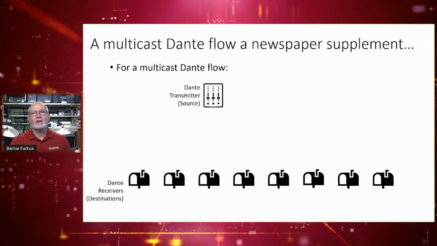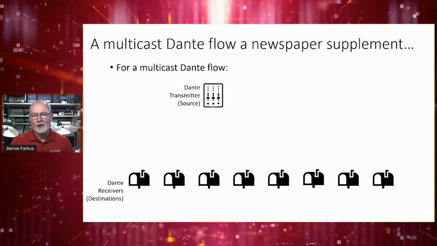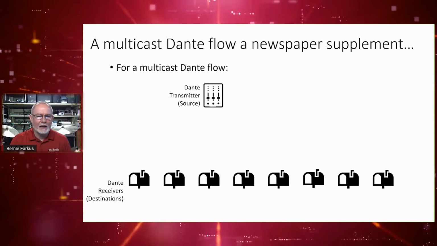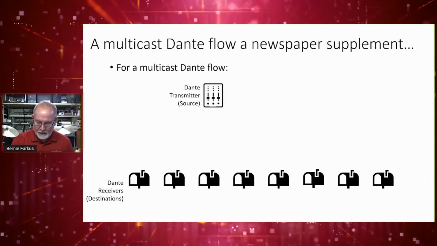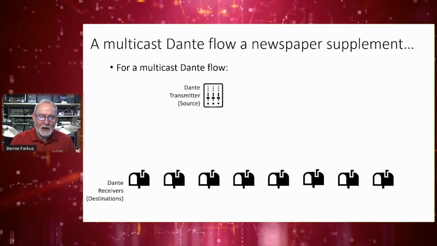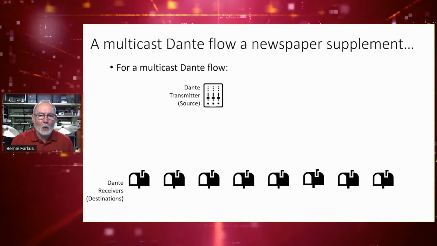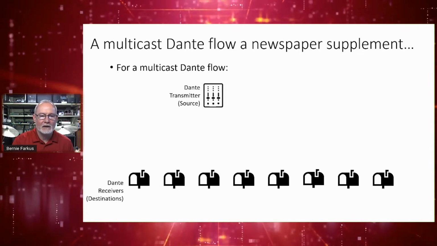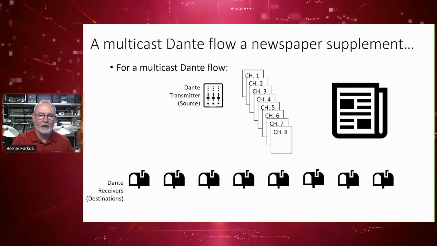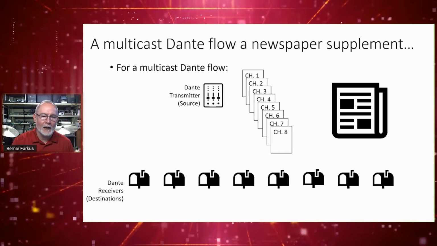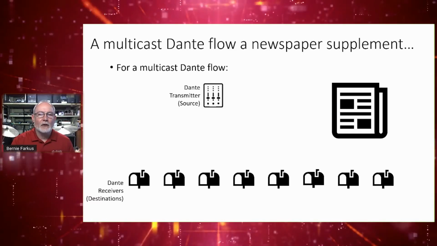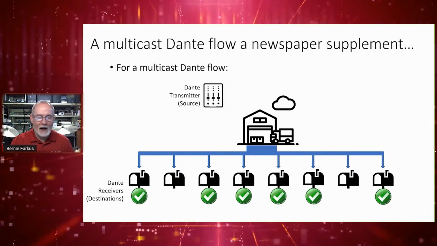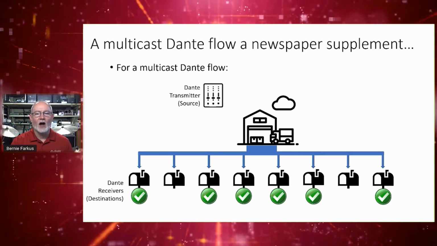So a multicast Dante flow is something that you manually create in Dante Controller, and it's really not an envelope. It's more of a newspaper, or like a newspaper supplement, in that we can cram a lot of information in there, just like a newspaper. And so many Dante devices actually can do up to 64 channels of audio in a multicast flow. But in our example, we're going to take 8 audio channels and we're going to put them in this newspaper. So we print the newspaper. Now we got to distribute that. So we send it to a third-party distribution center, and they take care of distributing it to every mailbox in town, right? Or in our case, on the local area network.